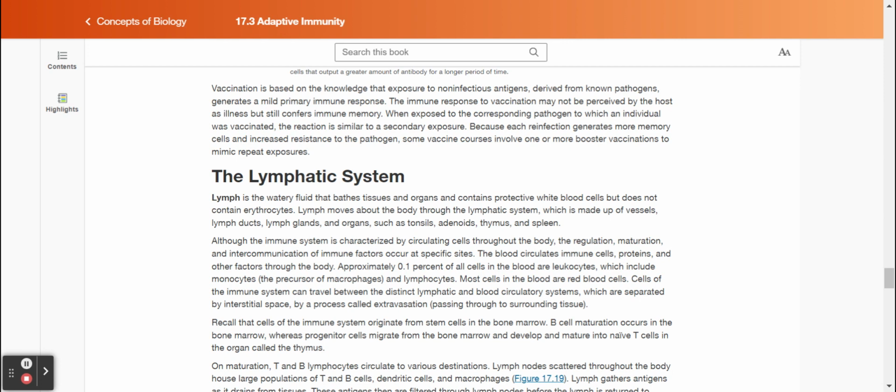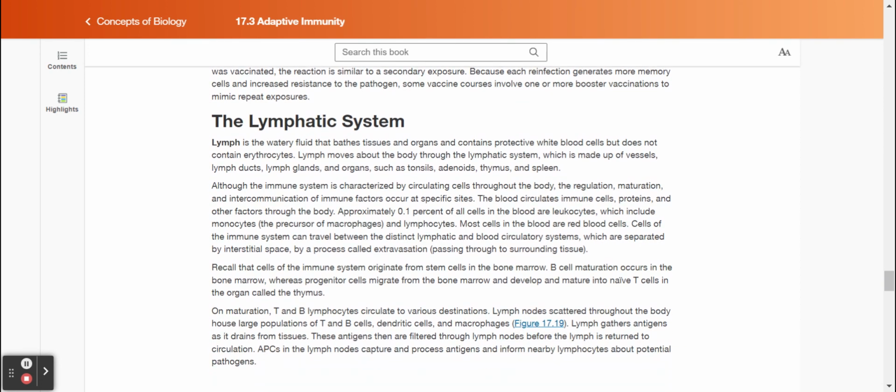Because each reinfection generates more memory cells and increased resistance to the pathogen, some vaccine courses involve one or more booster vaccinations to mimic repeat exposures.